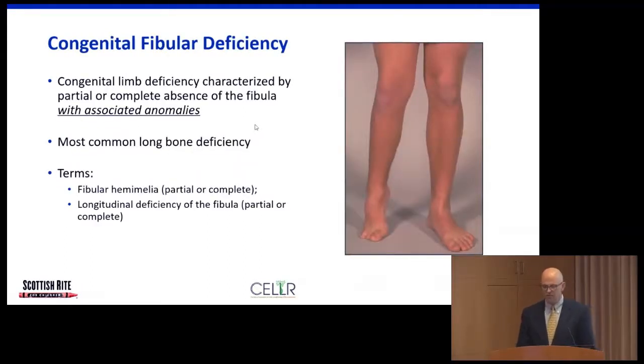Congenital fibular deficiency is another of the congenital etiologies. This is far and away the most common of the long bone deficiencies. It's characterized obviously by a partial or complete absence of the fibula with associated anomalies. So fibular deficiency falls into a spectrum of associated anomalies from the hip down. And this can include hip dysplasia.